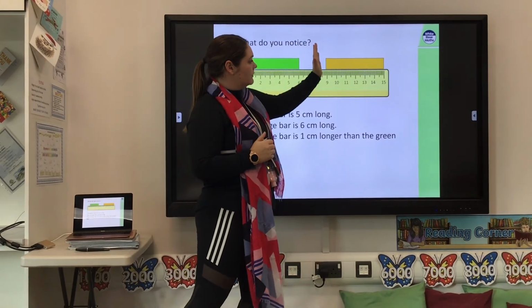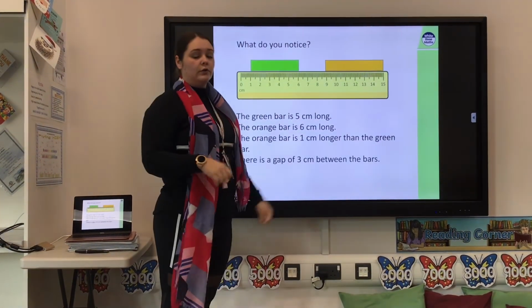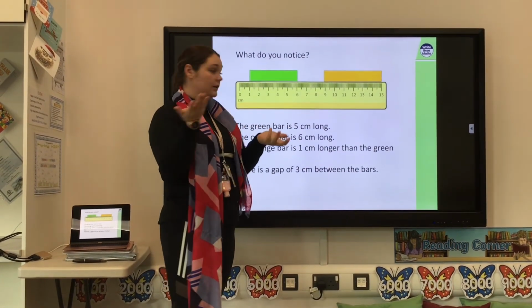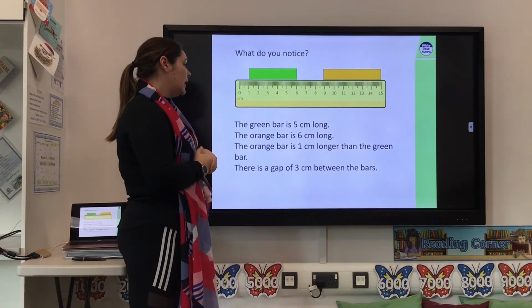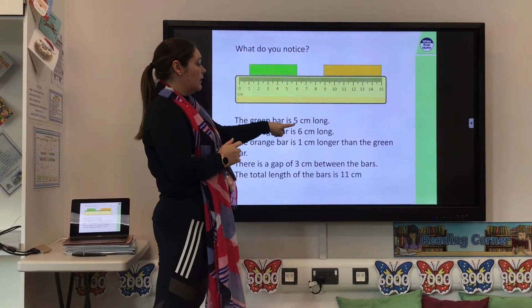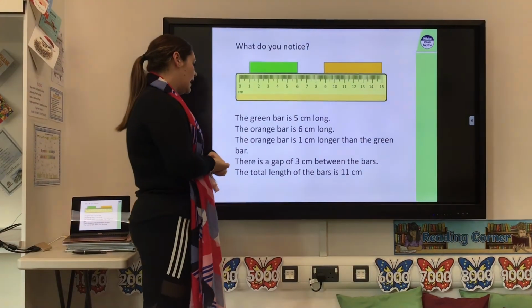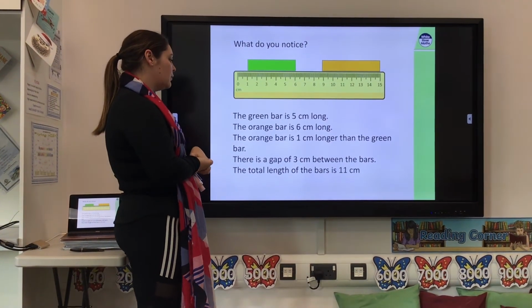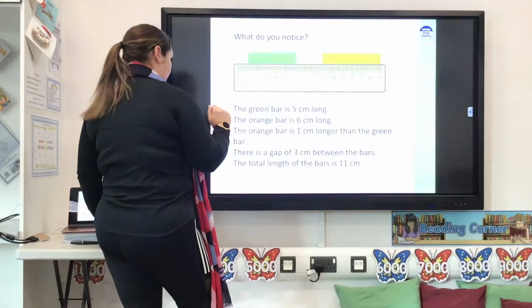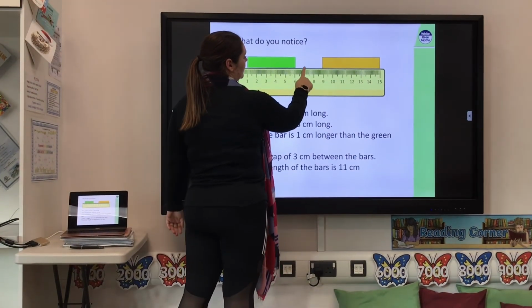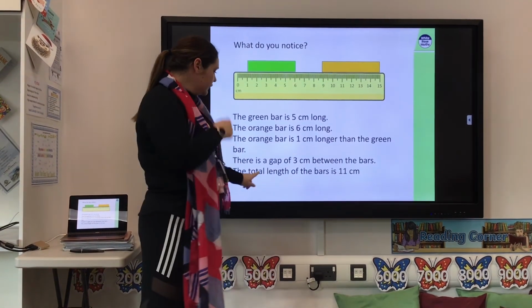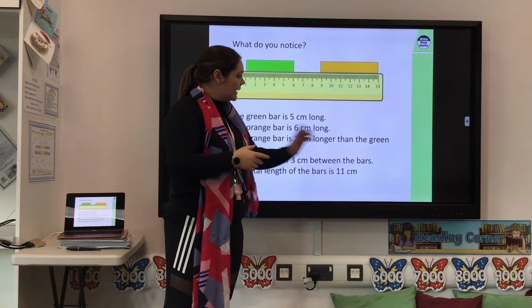Well, this one's starting from 9 to 15. If we counted on 10, 11, 12, 13, 14, 15, that would be 6 centimetres. The orange bar is 1 centimetre longer than the green bar. Yes, it is. 6 is 1 bigger than 5. And there is a gap of 3 centimetres between the bars. Let's have a look. Oh, it's gone off again. Let's have a quick look. Here we go. 1 centimetre, 2 centimetre, 3 centimetre. That's true. And the last one, the total length of the bars is 11 centimetres.